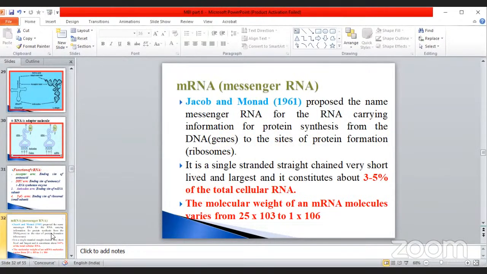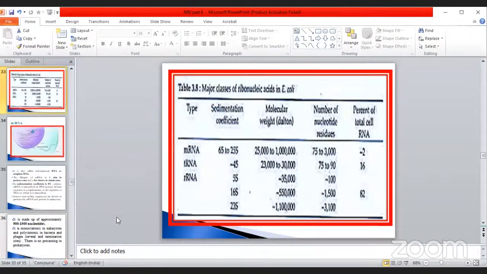So these are the three RNA molecules, very, very essential. See the structures and types: mRNA, tRNA, rRNA, and their sedimentation coefficients. The molecular weight, my dear student, is very, very important. Molecular weight in Daltons: I have given the mRNA as 25,000 to 1 lakh, the tRNA 23,000 to 30,000, and the rRNA as well.